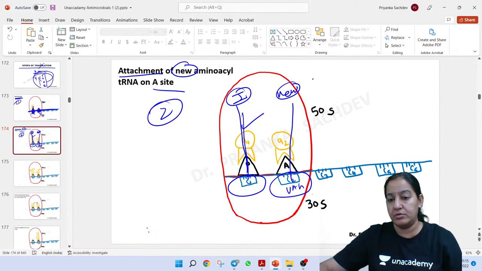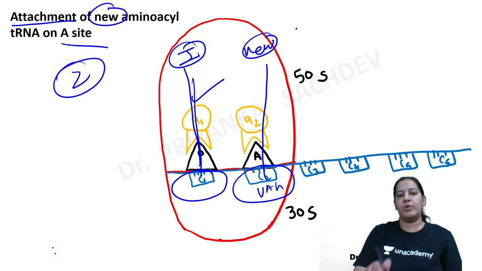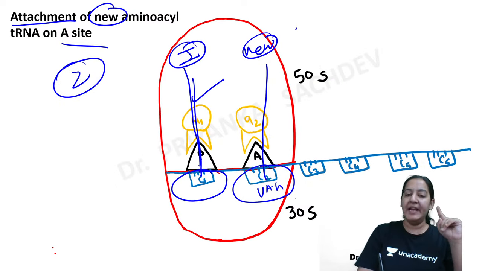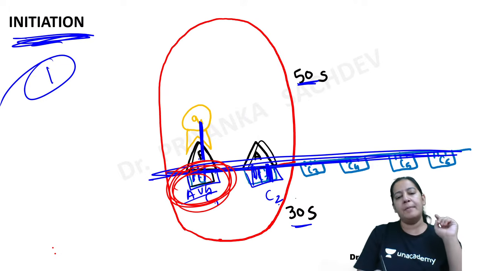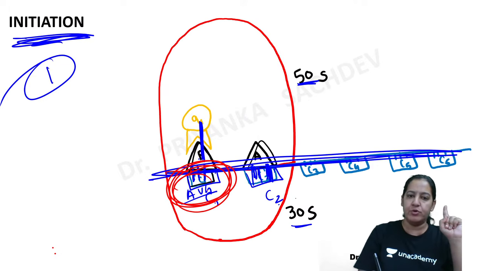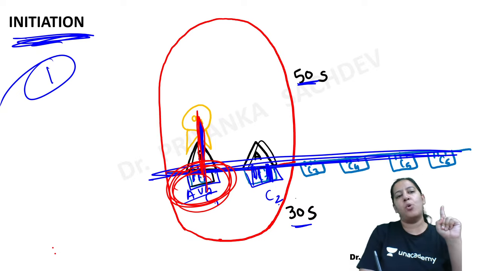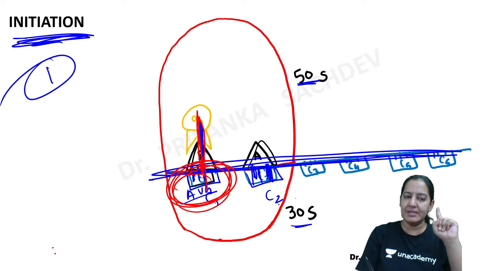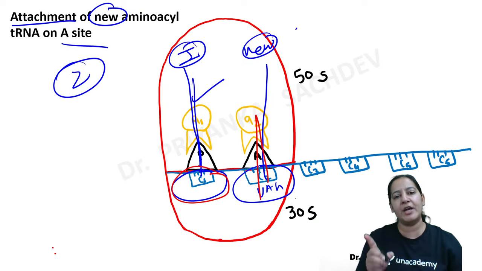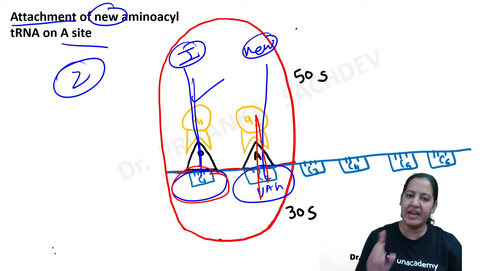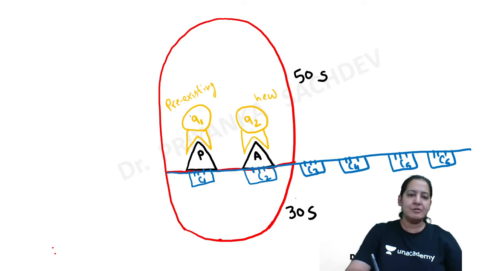Okay, I just forgot. So this is step 2. You can see in step 1, initiation takes place. So there is a call for the amino acid for the codon present at the P window. The amino acid which is holding for that codon will come and bind at the P window. That is, initiation is over. And after that, at the A window, the new amino acid will come, that is, A2 will come. And this step is known as binding of new aminoacyl tRNA at the A window. That is step 2.